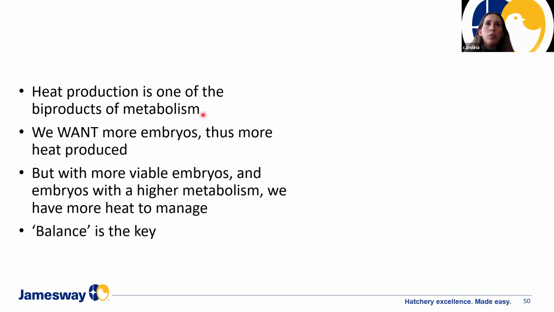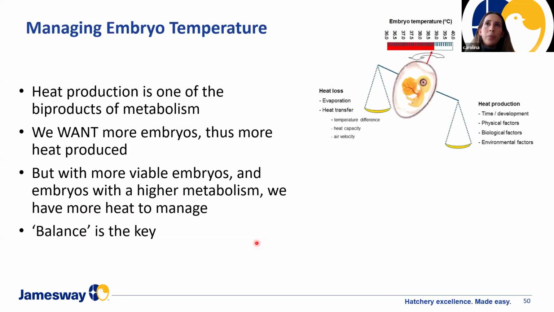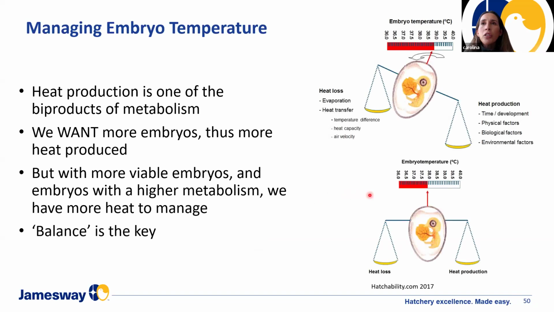We want more embryos, so we really like heat production. But with more viable embryos and embryos with a higher metabolism, we may have more heat to manage. So balance is the key. We should have heat production and cooling control in order to have proper embryo development. So it should be regulated between the amount of heat loss and the heat production.